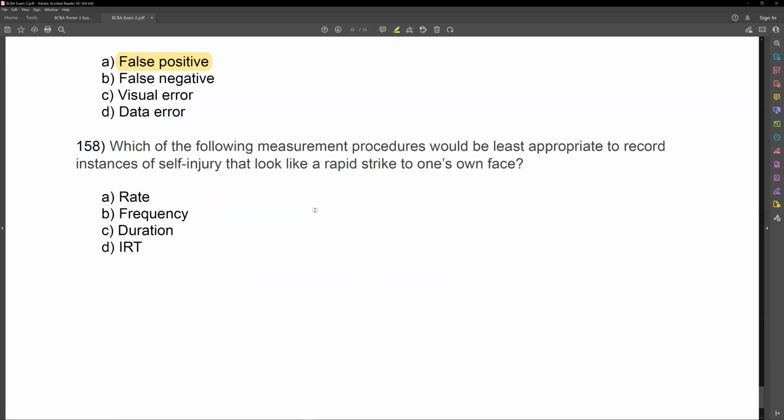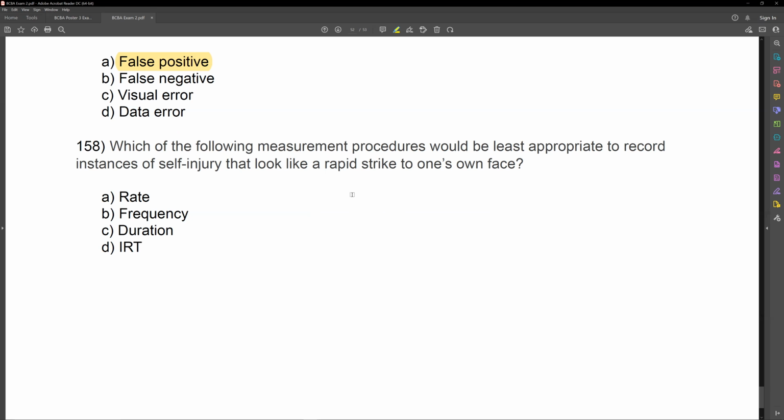What about frequency? Could you count how many rapid strikes to one's face? Sure, no issues. What about inter-response time? Could you calculate how long in between rapid strikes passes? Yes, from rapid strike A to B, B to C, C to D, so on. You could definitely take IRT. Why would duration be bad? Well, duration is going to be bad because a rapid strike implies maybe less than 2 seconds. So what's the point of duration here?